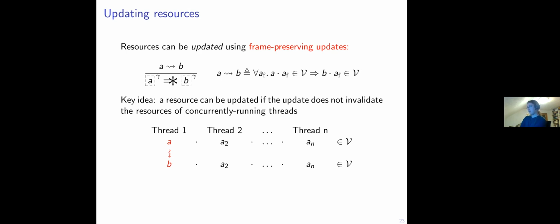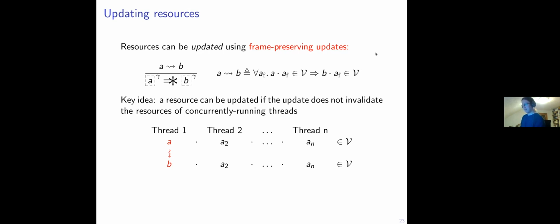So formally speaking, this means that we have to show for every frame AF that is valid when composed with our resource A. We can think of this AF as being the composition of what everybody else owns. AF is equal to A2 composed and so on composed AN. For every AF that is valid when composed with A, we have to show that it's still valid when composed with B. And this reflects the idea that we have total freedom to do whatever we want with our resource, but our freedom ends where the other threads' ownership begins. We can't destroy what they own.